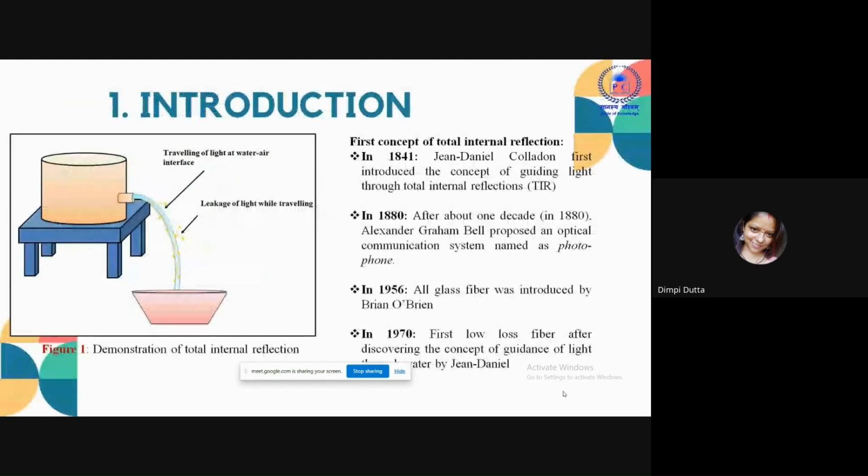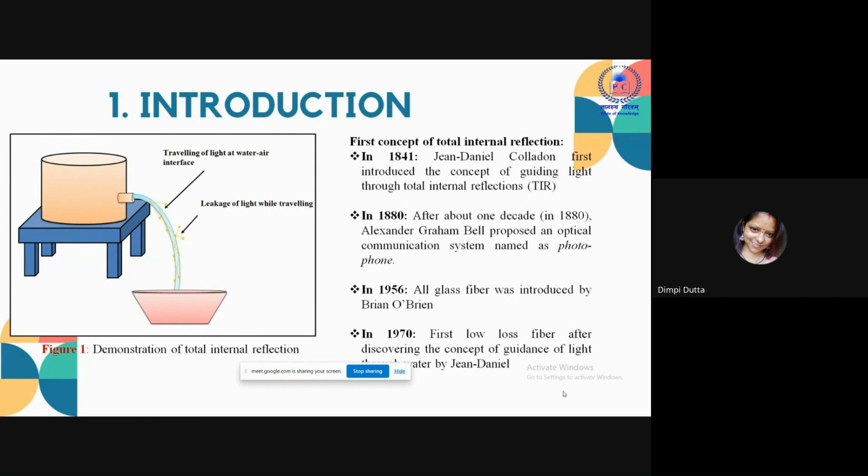First of all, I would like to give an introduction to total internal reflection. I am stressing total internal reflection because this is the basic phenomenon by which the conventional fiber works. This is the phenomenon that has been used during our experiment as well. In the year 1841, the total internal reflection phenomenon was demonstrated by Jean Daniel.